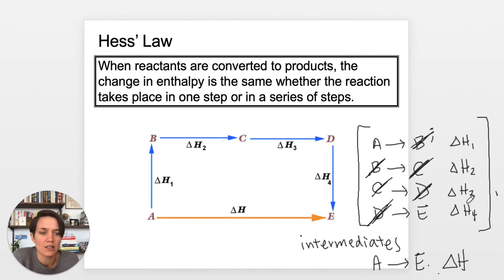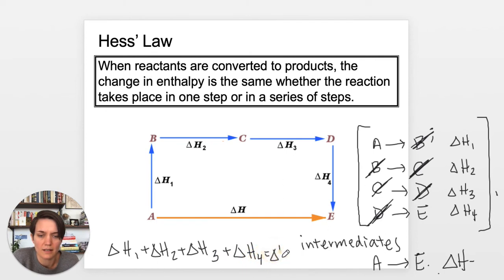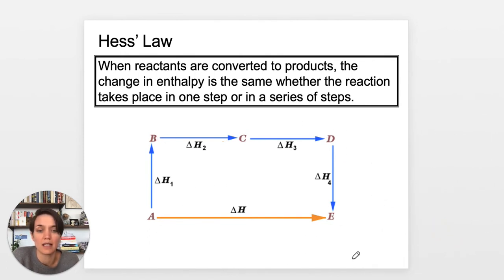If we instead took this pathway, what we would find is that delta H1 plus delta H2 plus delta H3 plus delta H4 would give us delta H. So they would be the same change in enthalpy. One just took a longer way around than the other. So you can think of this as like a direct pathway, whereas this one has intermediates.